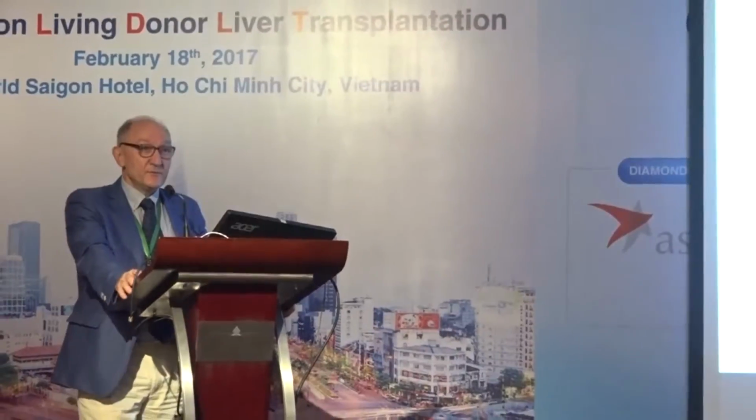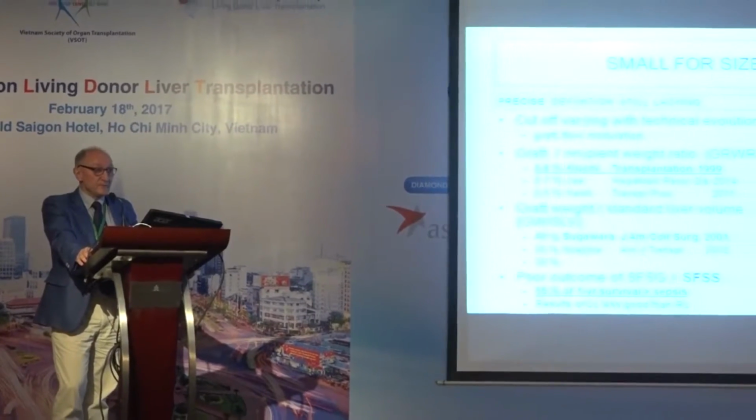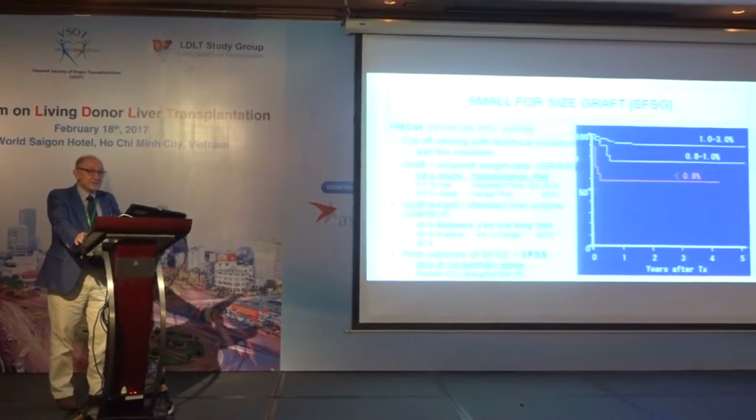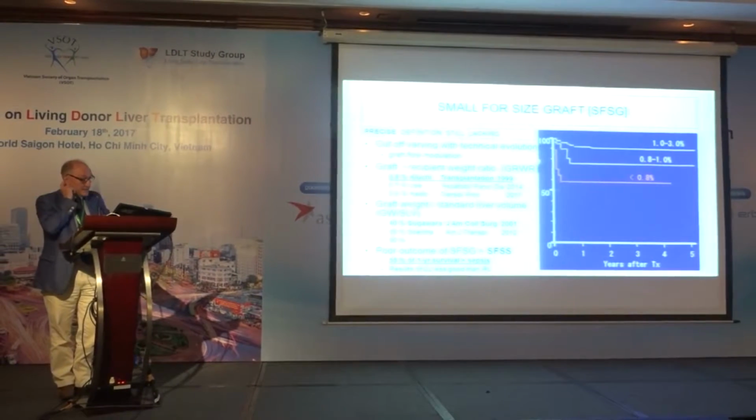Without any doubt, small-for-size syndrome is related first of all to small liver size, but again there is a lack of a precise definition of a small-for-size graft. As we just heard from Dr. Ikegami, you can go from 0.8 to 0.7 to 0.65 and even to 0.6, and some living donor liver transplants are done with an even lower graft-to-body weight ratio.